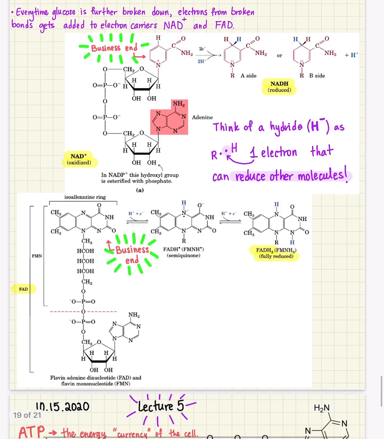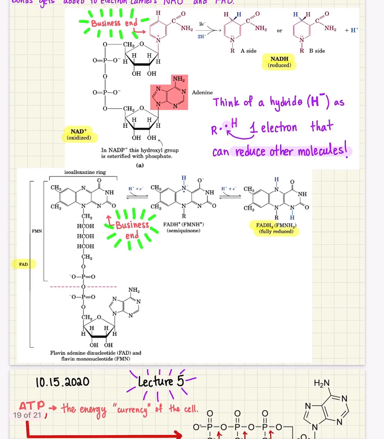Now let's look into these electron carriers a little closely. Over here we have NAD, and this whole structure is NAD, but all we really need to understand further is this business end. And why is this called a business end? This is called a business end because this is where, specifically over here, 2 electrons and 2 hydrogens are added, reducing NAD.